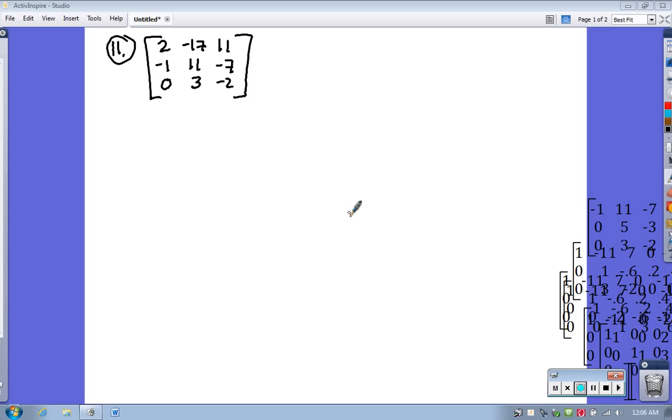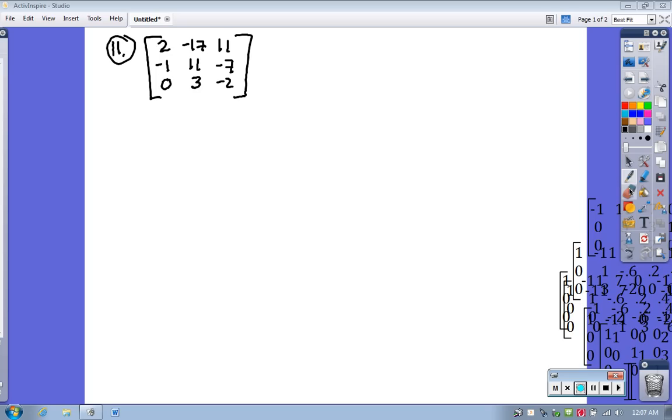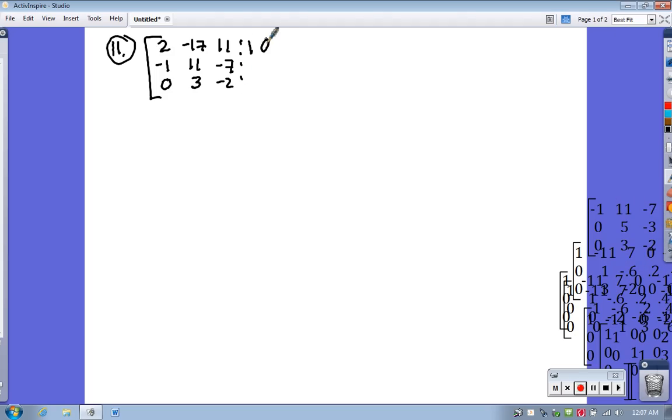This is Math 141 practice test number 3, problem number 11. We're supposed to find the inverse of this matrix. The first thing I'm going to do is augment it with the identity that's the same size, 3 by 3.